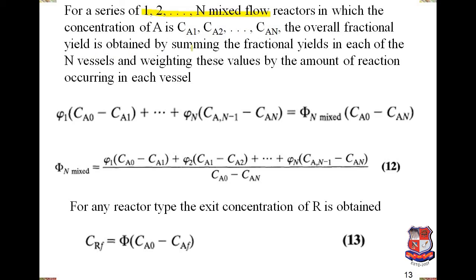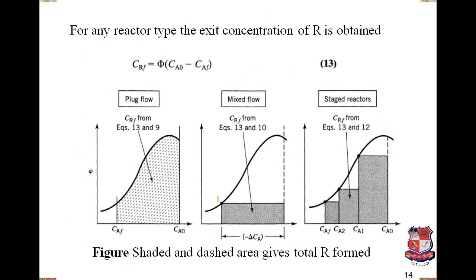The overall fractional yield is obtained by summing the fractional yields of each of the n vessels. Ultimately, the final overall yield in an n-reactor series is nothing but the summation of the individual instantaneous fractional yields which we are getting in each particular reactor. So this overall yield can be defined as a summation of all the fractional yields we are getting in these reactors, divided by the total.